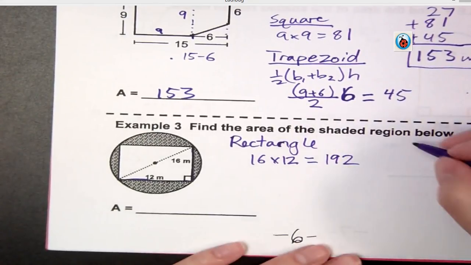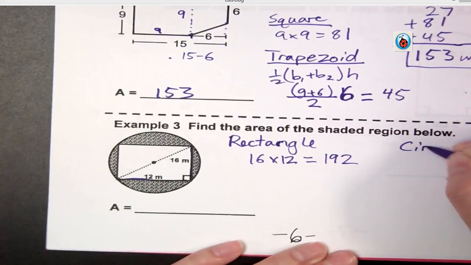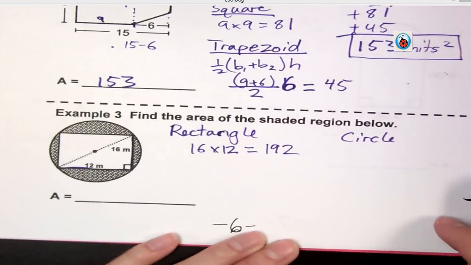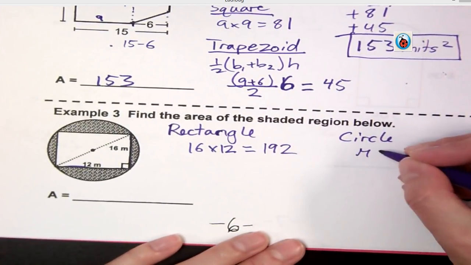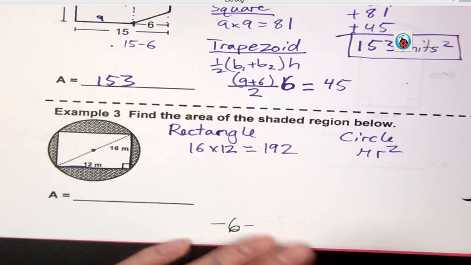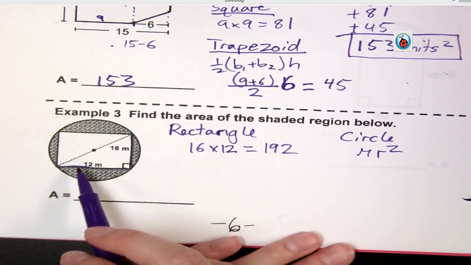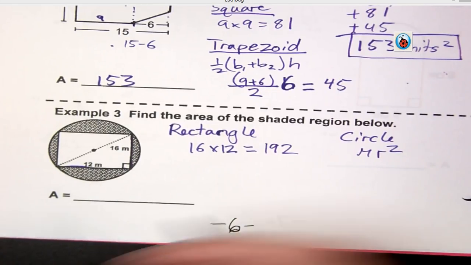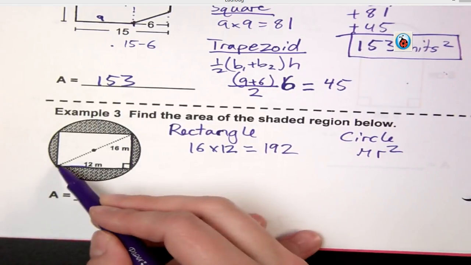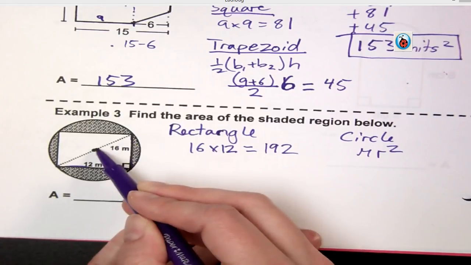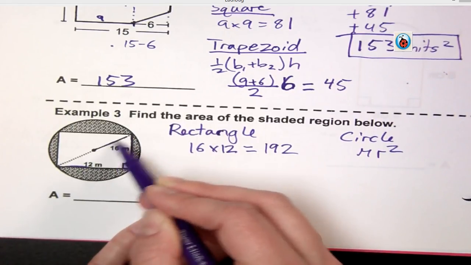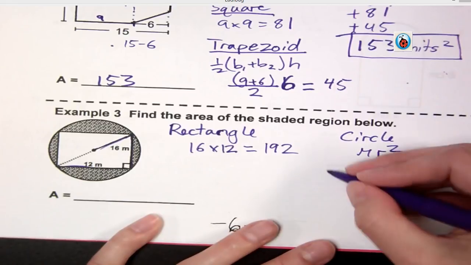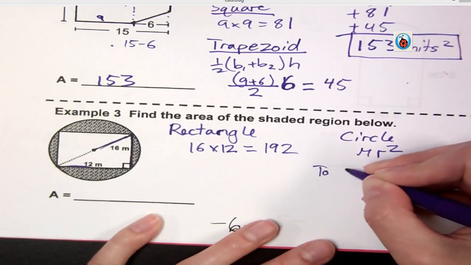Now I have to look at, for my circle, I need pi radius squared. Do I have the radius here? No, I have the two sides of the rectangle, but neither of those is the radius. Neither is the diameter. And so my radius is going to be this. It's going to be that third side of the circle, and it's going to be half of it. And so I have to find radius.